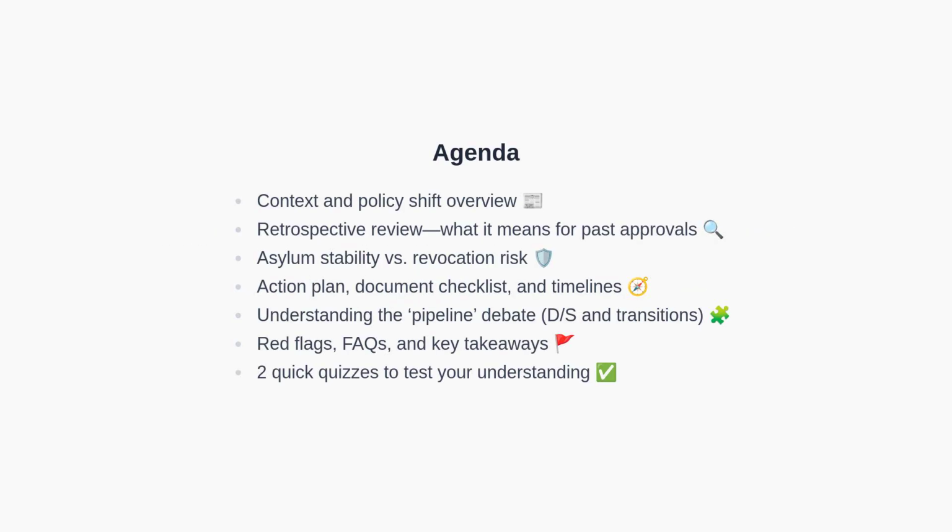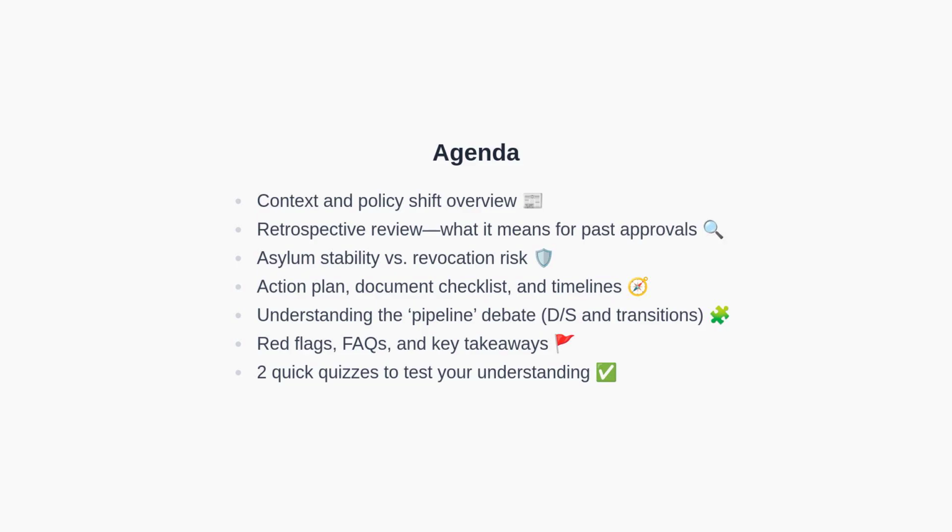Here's our roadmap. We'll begin with the policy alert context, then explain retrospective review and who might be affected. Next, we'll clarify the legal stability of asylum and when revocation can occur. After that, we'll give a concrete action plan, a document checklist, and a timeline context. We'll then cover the pipeline debate, including duration of status. We'll identify red flags and wrap with key takeaways. Along the way, we'll test your knowledge with 2 short quizzes.